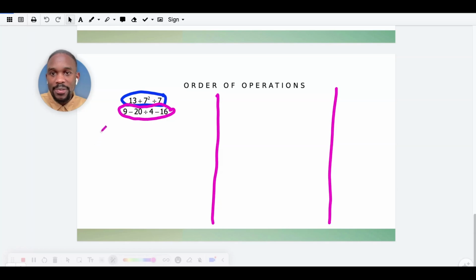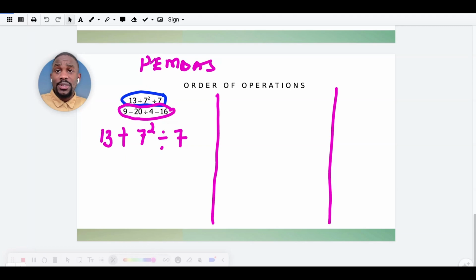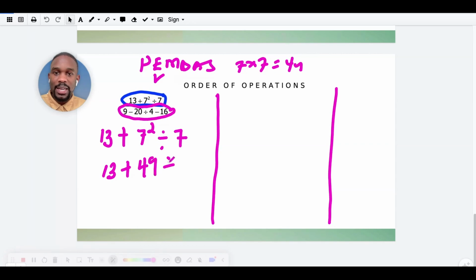So if we have 13 plus 7 squared divided by 7, and we're using PEMDAS, it's asking us, do you have any parentheses? No, we do not. Do you have any exponents? We do. We have 7 exponent 2. 7 exponent 2 simply means 7 times 7, which gives you 49. So this reduces to 13 plus 49 divided by 7.